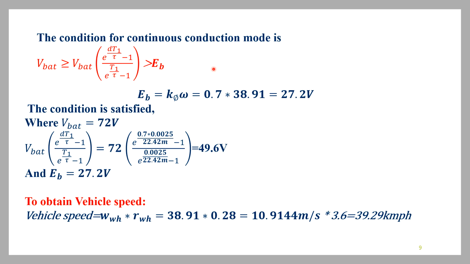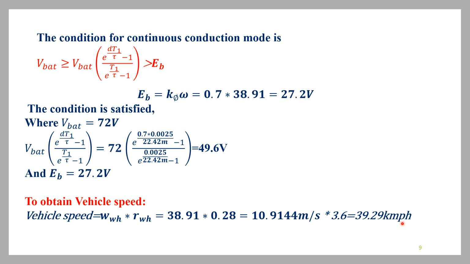So from the armature current relation, we understood that we are in continuous conduction mode. Also, the voltage relation says that the chopper is operating in continuous conduction mode. Right. So we have determined the speed of the motor, and also let us calculate the vehicle speed. Motor speed multiplied by the radius of the wheel will be equal to the vehicle speed, and it is in meters per second. If you want to convert to kilometers per hour, multiply by 3.6.